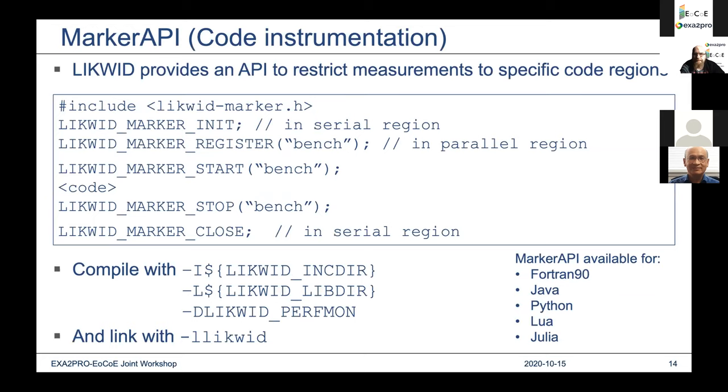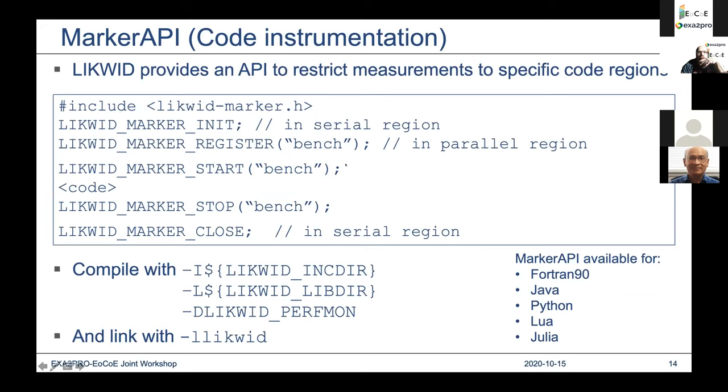So basically, we have a main header. We have to initialize the library somewhere in the serial region, so somewhere in the main routine, for example, at the beginning. Then, similar to that, we have a LIKWID marker close, at the end of the main routine, in a serial region with no parallel execution anymore. And this one writes out the files that are picked up later by LIKWID again.